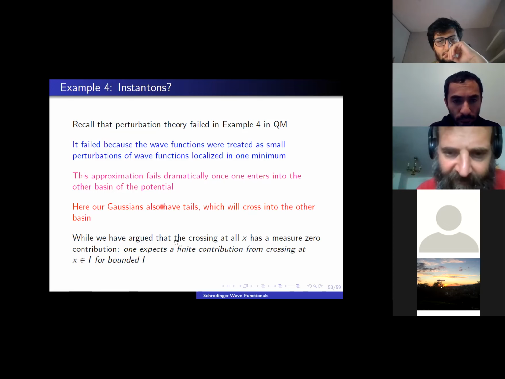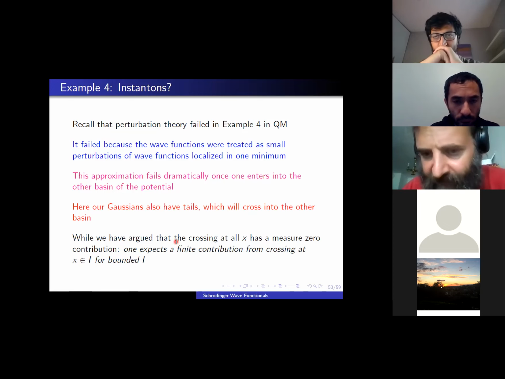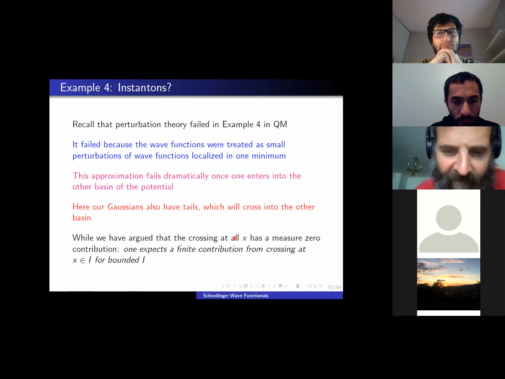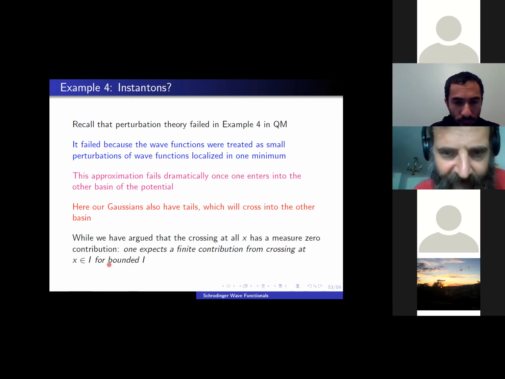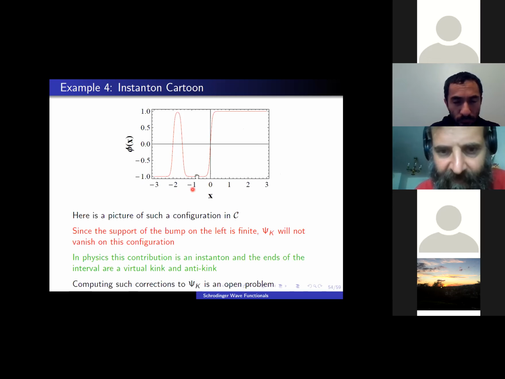However, these Gaussians have, in principle, infinitely long tails. The tails don't go to 0. And so while crossing from one basin, from one minimum of the potential to the other minimum, at all x would have measure 0, nonetheless, you do not have measure 0 for crossing in some bounded x. So what does that mean? Let's consider this thing. This lives in our classical configuration space C. You could think of it as a kink, but in some finite interval, you're wandering into the other basin. So here are the two solutions, one at -1 and one at 1.